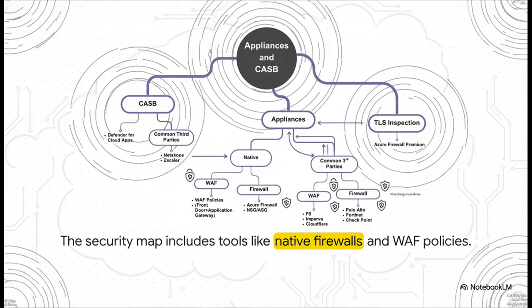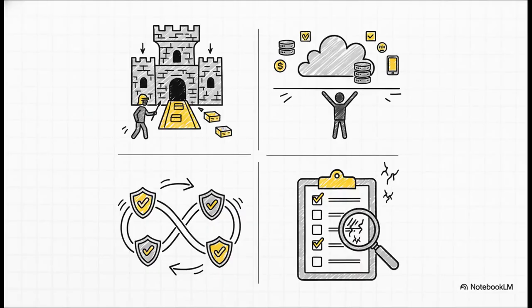The goal isn't just to pick one tool, but to layer them, creating what we call a defense in-depth strategy. But more important than any single tool are the guiding principles. Zero trust basically means you assume a breach is possible, and you rigorously verify every single request. And you have to understand the shared responsibility model. Azure handles the physical security of the cloud, but you are responsible for securing your data and applications in the cloud.